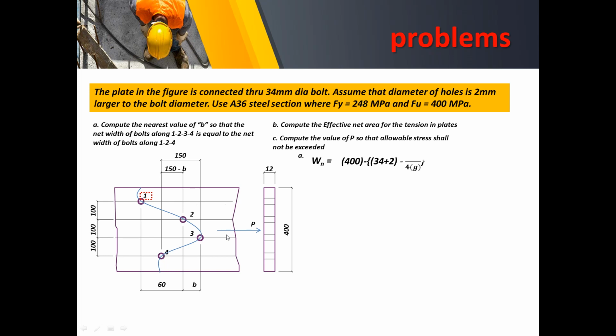When we test this expression, at this point we do not have that term because there's no pitch yet. Okay, so next, moving on to the second bolt, coming from the first bolt, there will be a pitch of 60 and a gauge distance of 100 millimeters. Once again, we deduct the difference between your diameter and the expression S squared over 4G. So we have mentioned the values of S and G: 60 and 100. Next, the third bolt coming from the second bolt, of course, will have a pitch distance of B and a gauge distance of 100. So again, we place the equation.